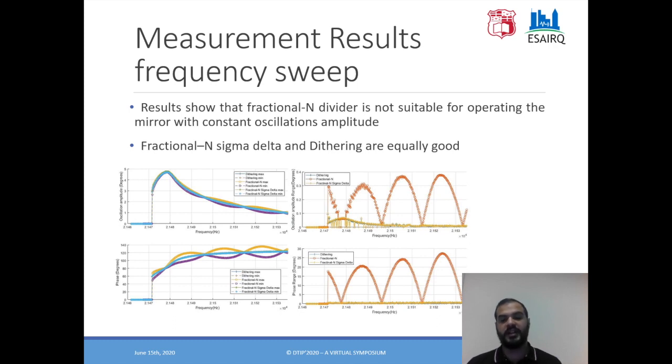For the case of the fractional and sigma delta divider and the dithering approach, the difference between the maximum and minimum is very small. The results show that the fractional divider approach is not suitable for operating the micromirror in a stable fashion. However, both the fractional and sigma delta divider and the dithering approach are equally good. The results were confirmed using phase measurement shown in the lower two graphs.